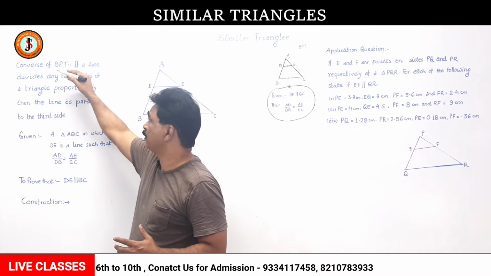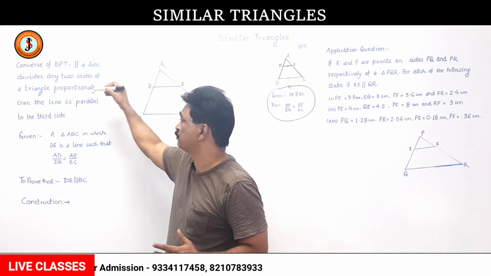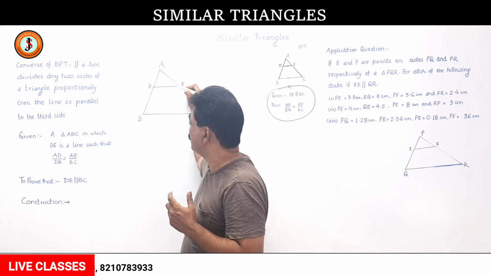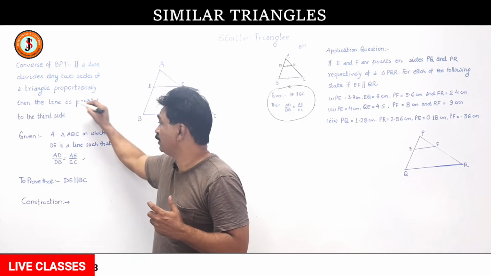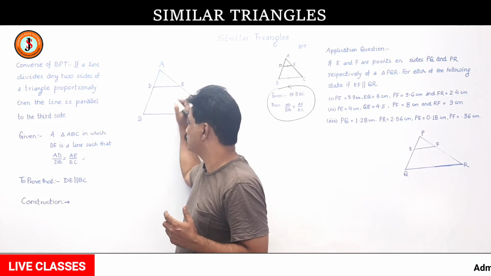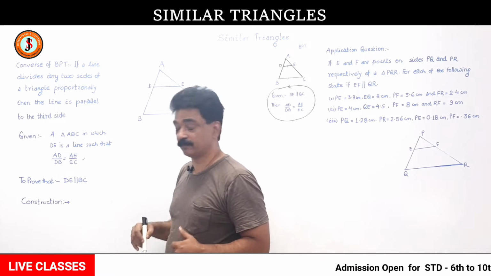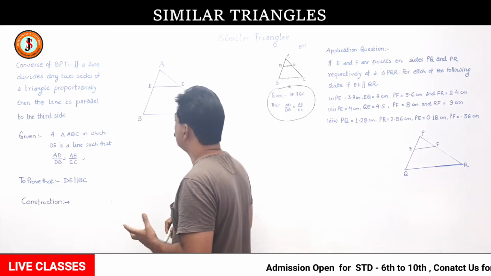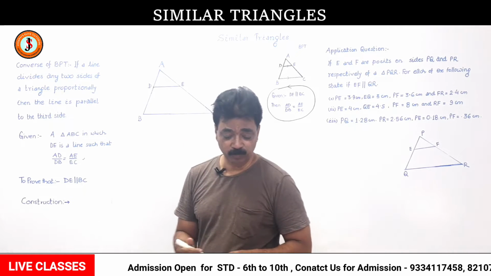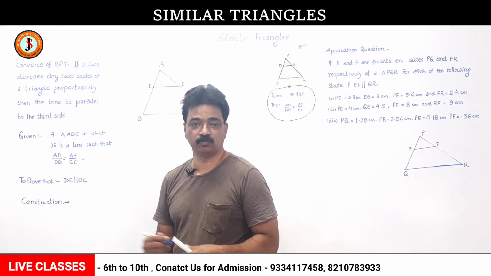So, I will read it out. Converse of BPT says, if a line divides any two sides of a triangle proportionally, that means DE divides the two sides AB and AC proportionally, then the line is parallel to the third side, that means DE is parallel to BC. That we are going to prove. We will prove this by the contradiction method. We will assume that DE is not parallel to BC.